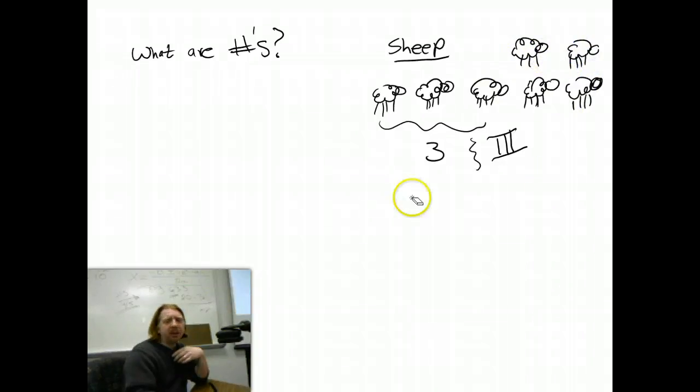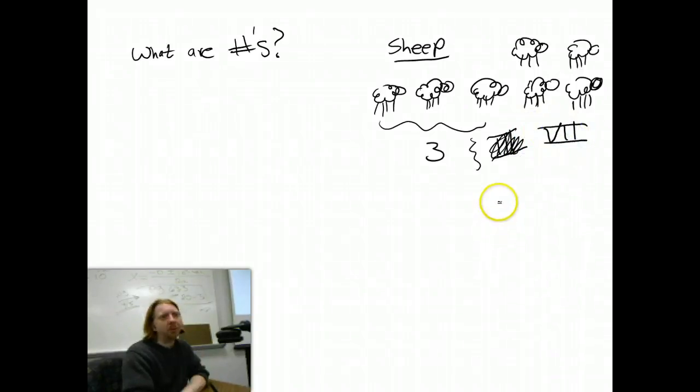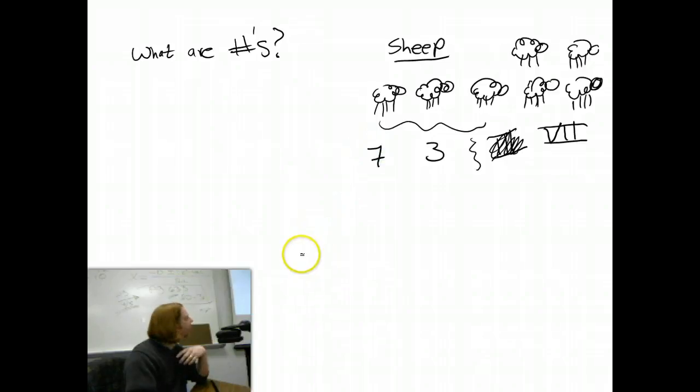I don't have 3 sheep anymore. I've got, let's see, 7 sheep now. All right, and so I need a way of writing that. The Roman numeral for 7 would be VII, for 5 plus 2 more, right? That's how you do Roman numerals. And as a guy with the sheep, that's all I need. Or I could also write in Arabic numbers. I could write out the number 7, and that's how many sheep I have.